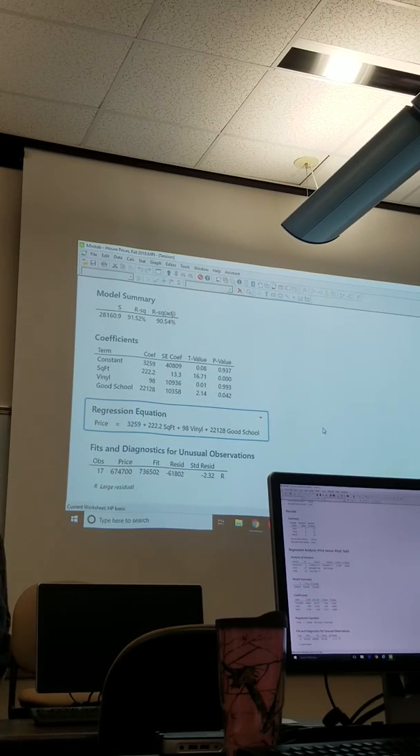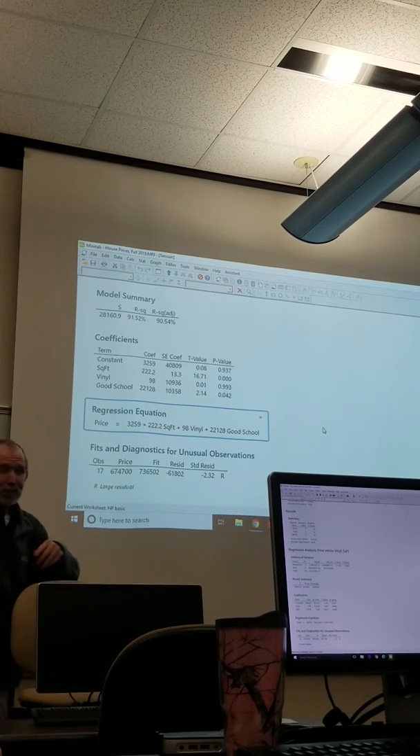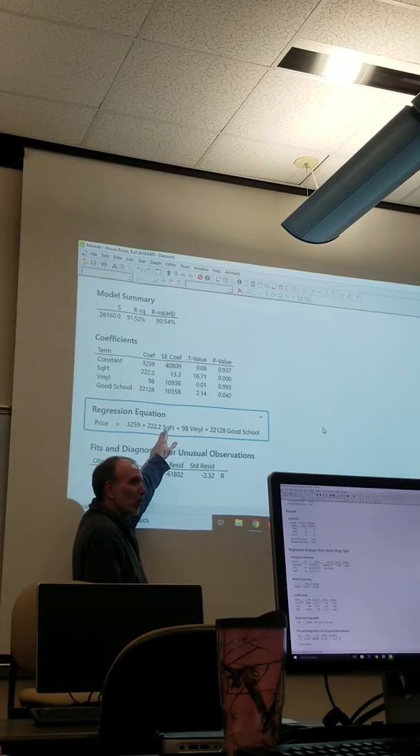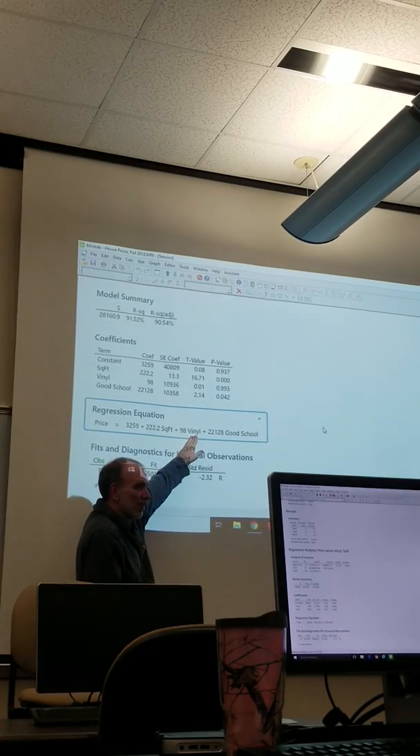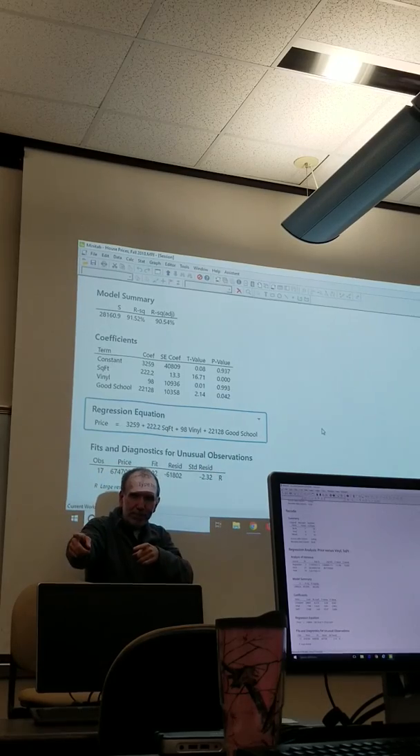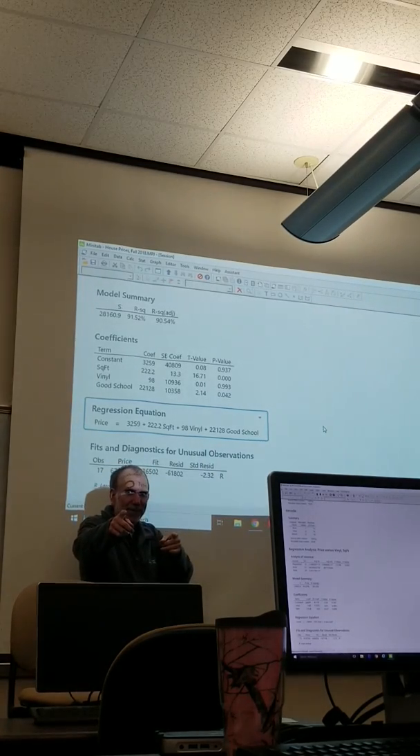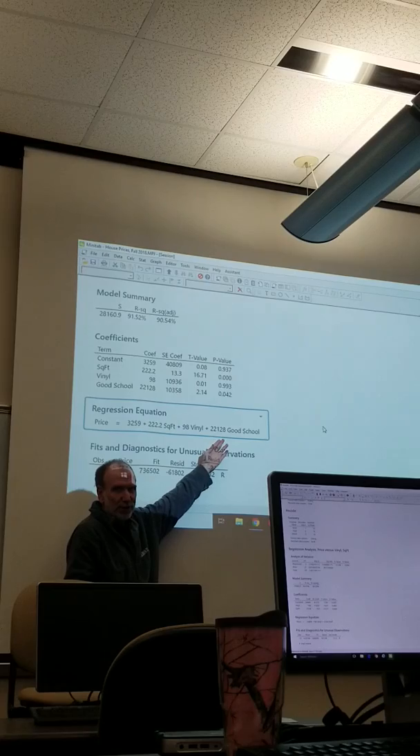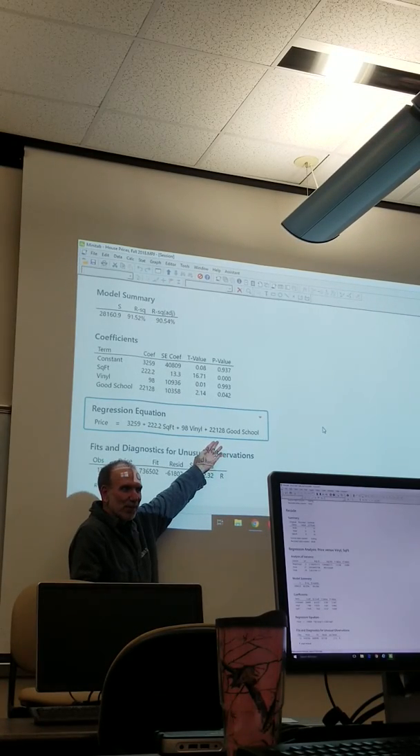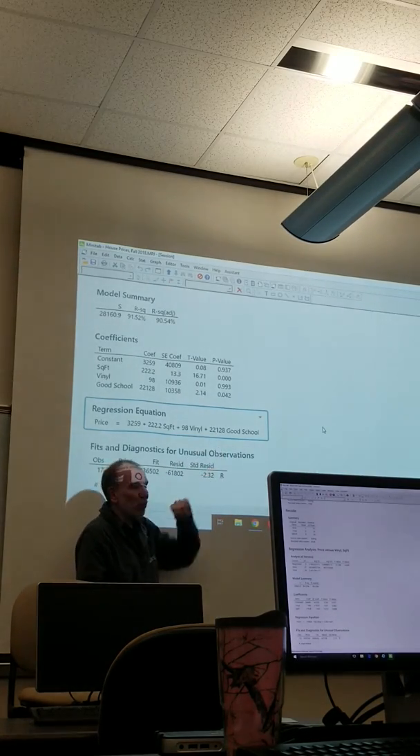All right, let me throw this one out there at you, and think before you groan and say you don't know. How would I interpret the 22,128 on good school? Accounting for vinyl and square footage. All right, stop right there, Kim. Are you accounting for the size of the house and whether it has vinyl siding? If the house is in the good school district, the price will go up 22,128.